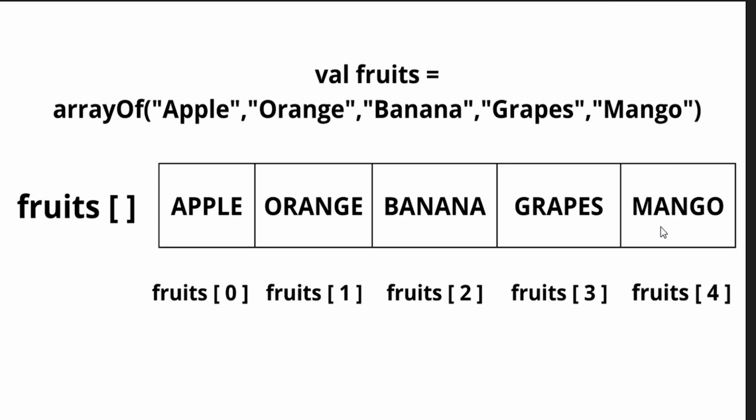These are the 5 elements, so the size of the array will be 5, but the last index we access will be size minus 1, so 4, as it starts from 0, then 1, 2, 3, 4. So this was the basics of arrays. Let's get into the IntelliJ IDE and start the programming.